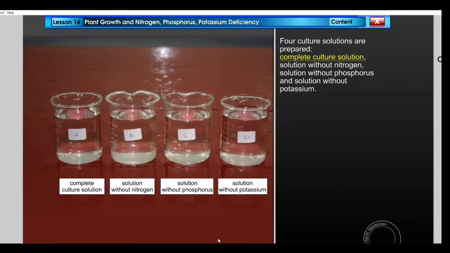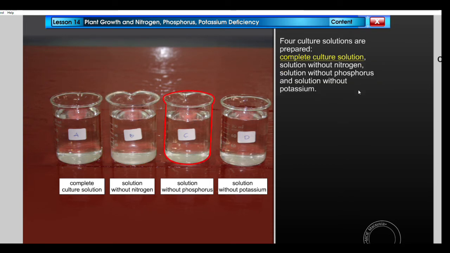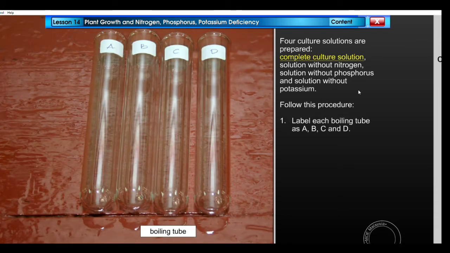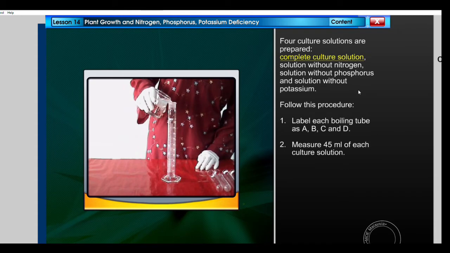Four culture solutions are prepared. A. Complete culture solution. B. Solution without nitrogen. C. Solution without phosphorus. And D. solution without potassium. Follow this procedure. Label each boiling tube as A, B, C, and D. Measure 45 milliliters of each culture solution.